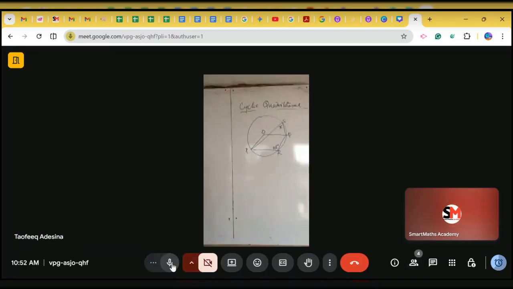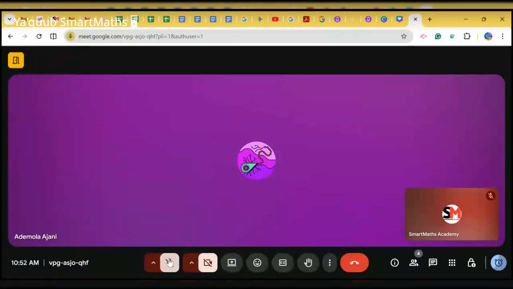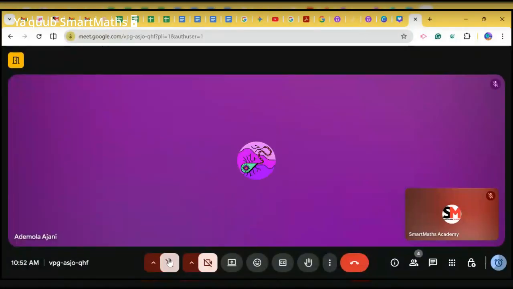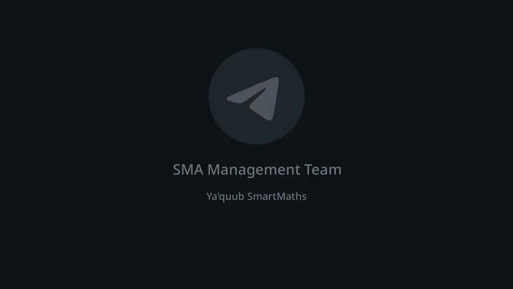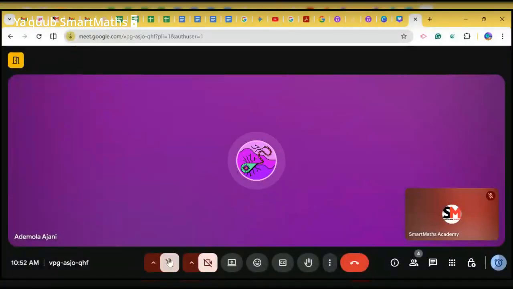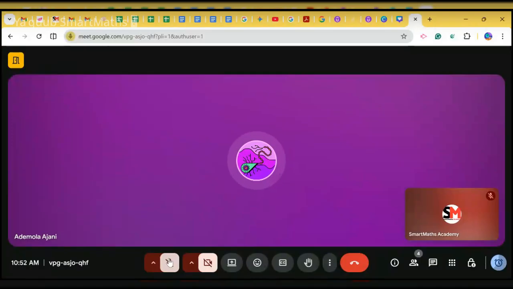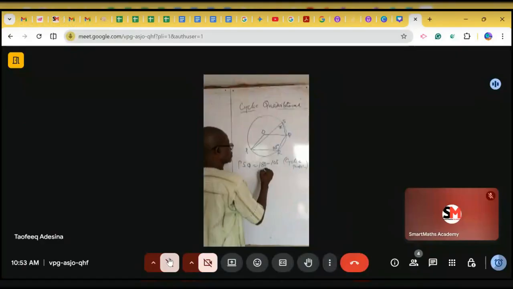All right, sir. Is PRQ and PSQ opposite angles? Opposite. Okay, sir. Then that means PSQ will be 180 minus 105. What's the reason behind that? Because they are opposite angles in a cyclic quadrilateral. And that gives you 75 degrees.